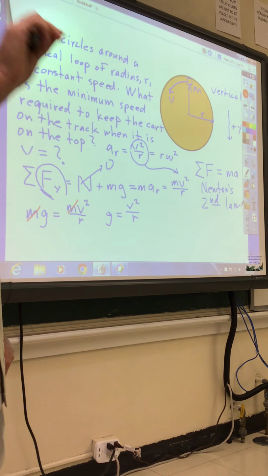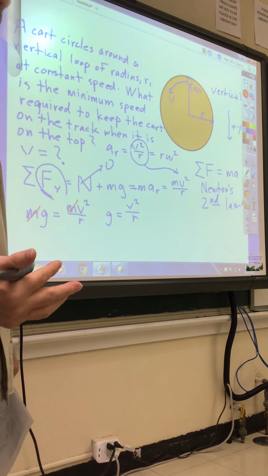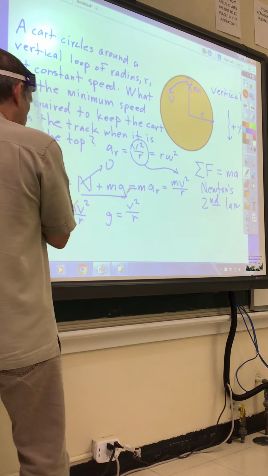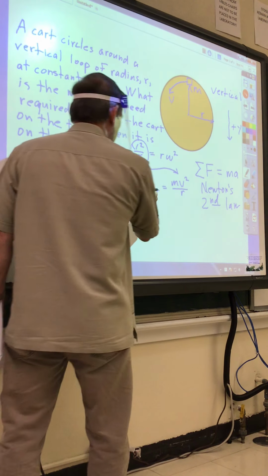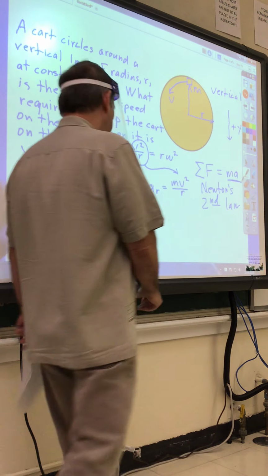Because of Newton's second law, that says the sum of the forces is going to be equal to the mass times the acceleration. The mg part here comes from the sum of the forces. Now, of course, I erased my body diagram. This here is the ma right there.